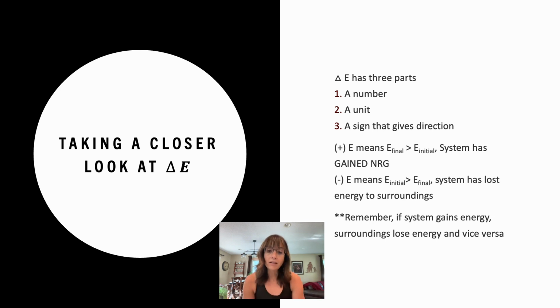But when you get a negative delta E, it means the initial is greater than the final. The system's lost energy to the surroundings. Remember, if a system gains energy, the surroundings lose energy and vice versa. And this will be important in the lab that we do during this unit. We're going to monitor the change in what happens to the water. Well, whatever happens to the water, it's the opposite for the system. So if the water gets hotter, the chemicals, the system, got colder. So keep that in mind.